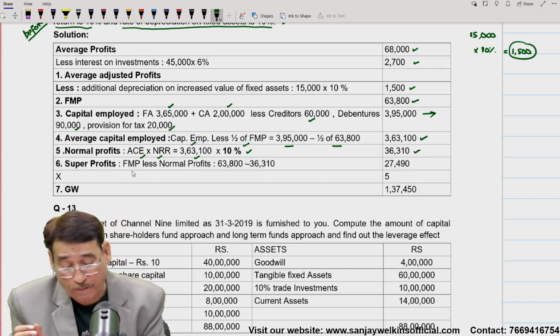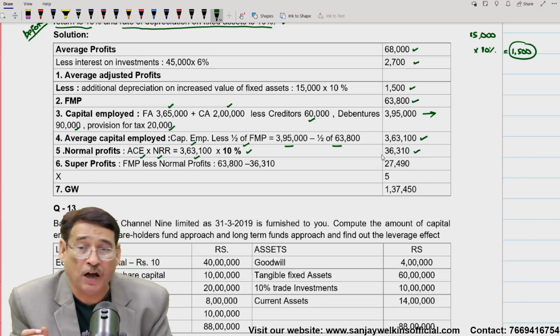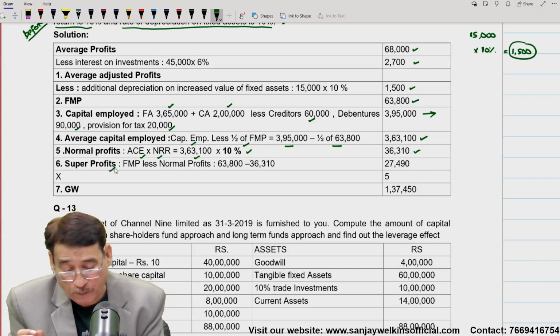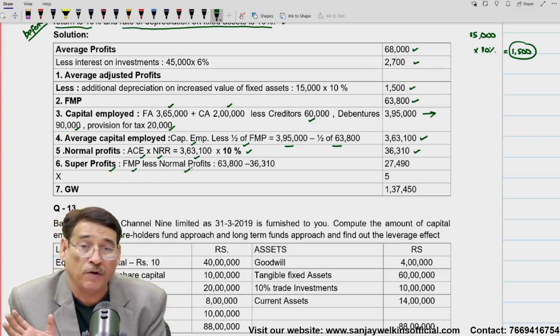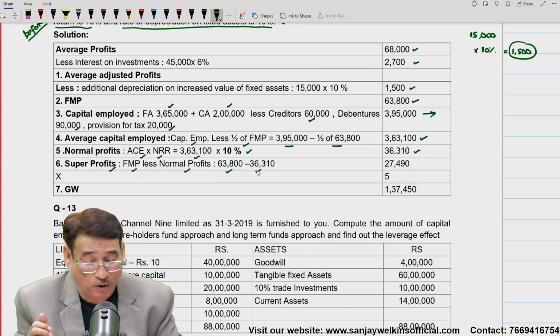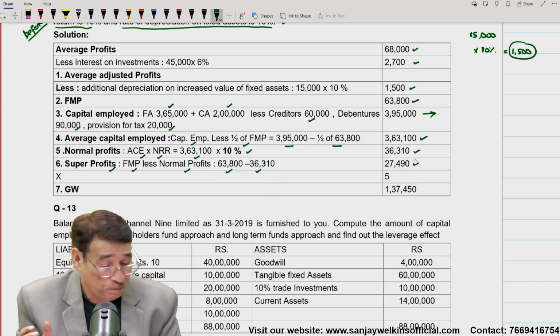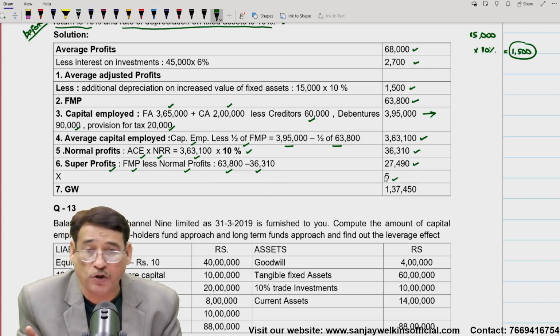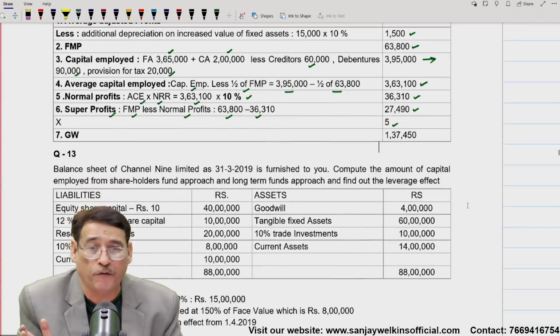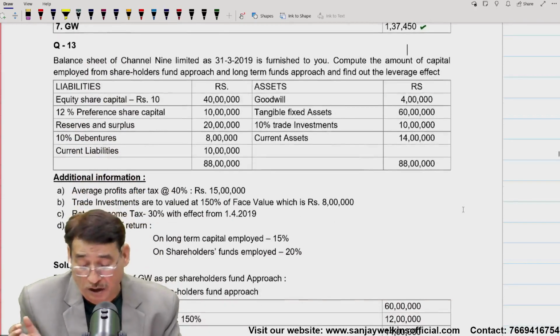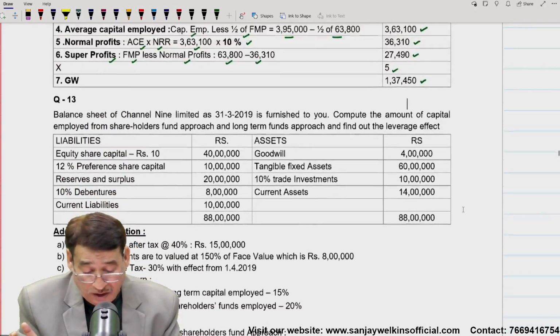So ultimately, now you have found out normal profits, so you are in a position to find out super profits. Future maintainable profit less normal profit. Your future maintainable profit you have already computed as 63,800. Now you subtract your normal profit 36,310 to get what we call super profits of 27,490. And it was written in the question that goodwill needs to be computed at 5 years purchase of super profits. So ultimately my goodwill amount will be equal to 1,37,450. Is it clear to you or not?